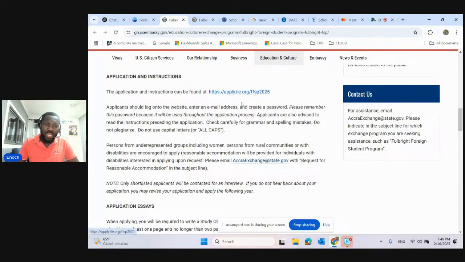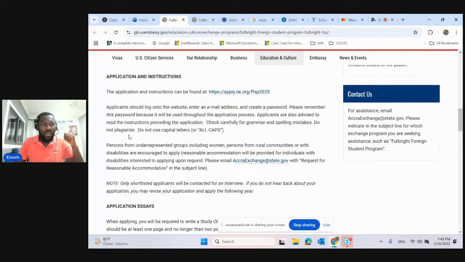Before I go to this, let's look at some of the things. You have to log onto the website, enter your email address, and create a password. Please remember this password because it will be used throughout the application process. Applicants are also advised to read the instruction preceding the application. Check carefully for grammar and spelling mistakes.